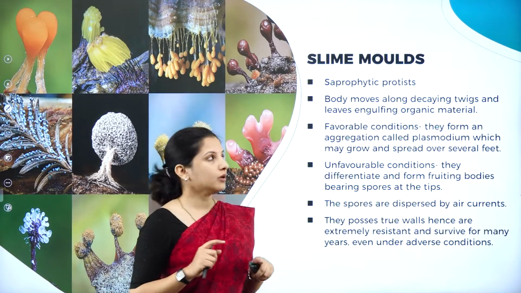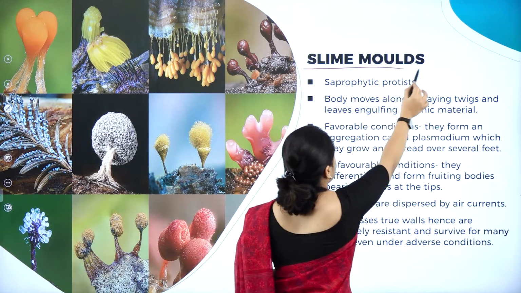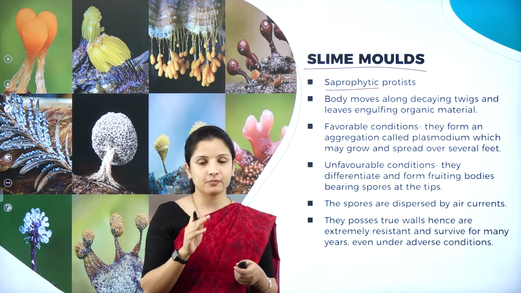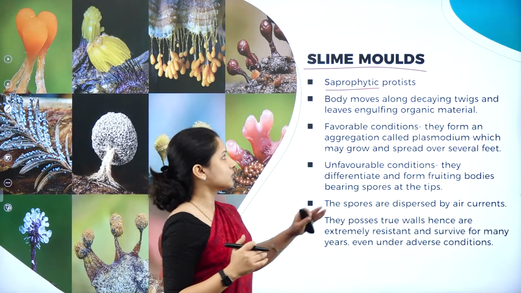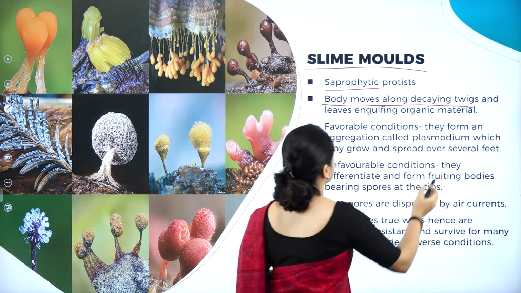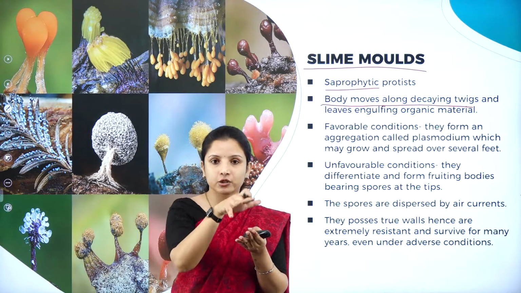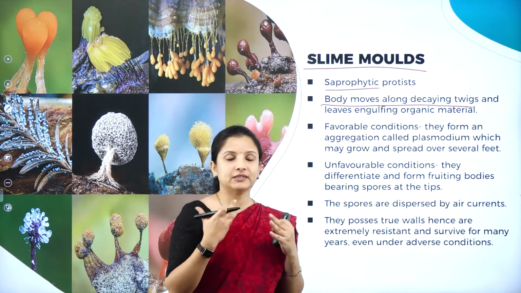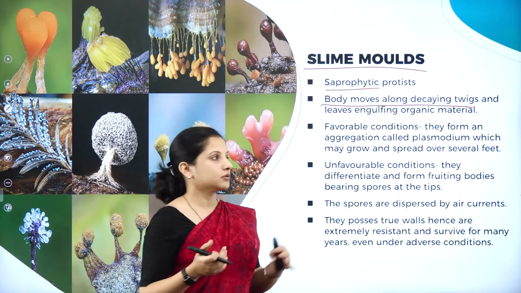Next, moving on to one more kind of Protista member, the slime moulds. Slime moulds are saprophytic, which means they usually feed on dead organic matter. Wherever there is dead wood, these slime moulds will start growing there. They move along the decaying twigs and engulf the decaying dead matter. That is how they are saprophytes, feeding on the dead organic matter present on land.